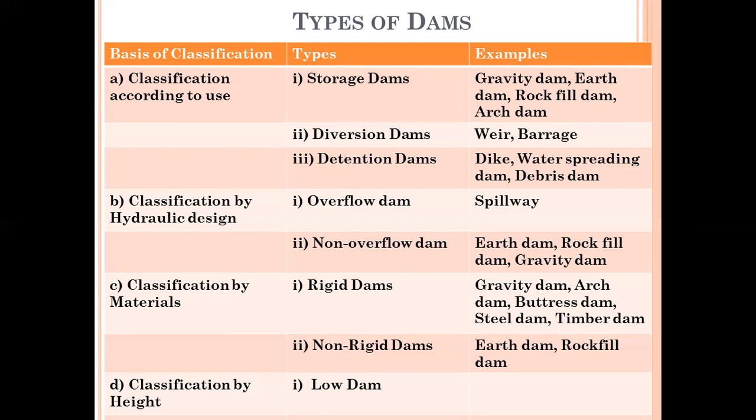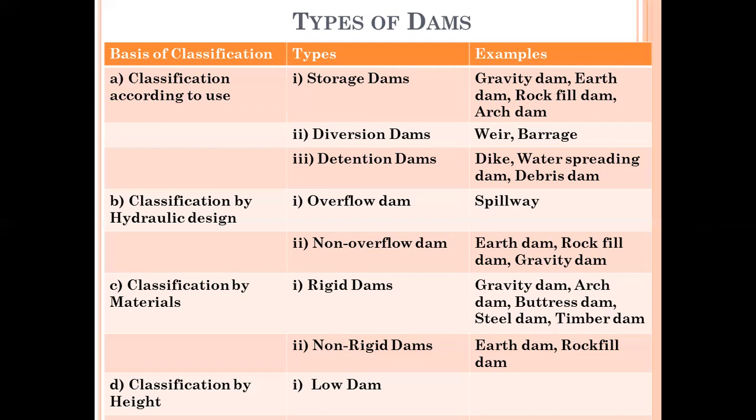Second one, diversion dams. The diversion dams are utilized to divert the water. The examples are weirs and barrages. And third one, detention dams. Detention dams are constructed nearby the major reservoir or to store the water. Examples: dike, water spreading dam, debris dam.